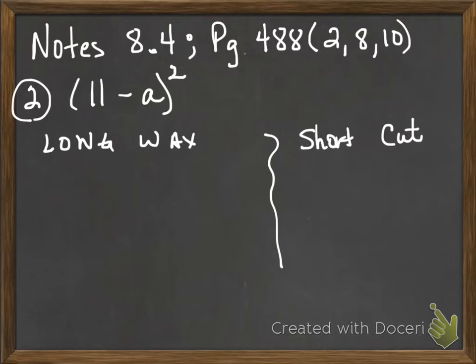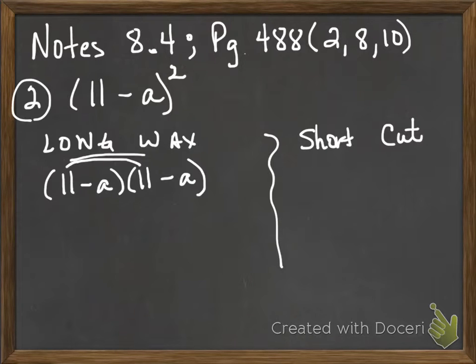So the long way is to actually take 11 minus a, and since it's squared, we're saying that we're multiplying 11 minus a times itself 2 times. Then you would have a binomial times a binomial. So then you would just multiply it out the long way by using the distributive property.